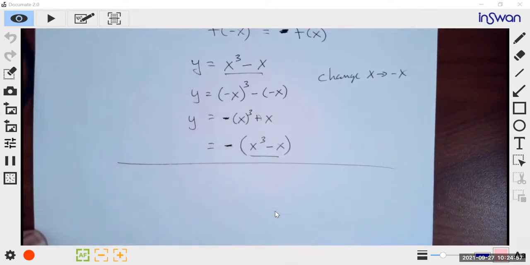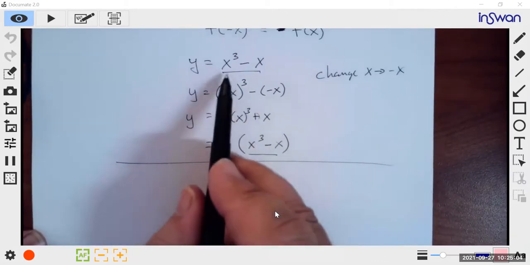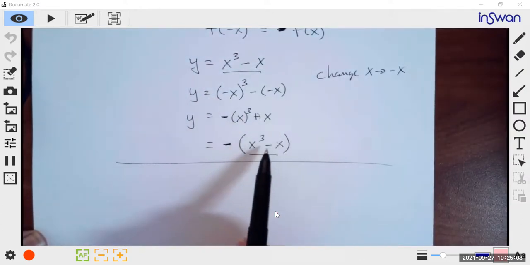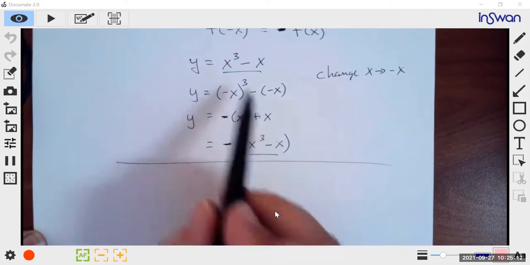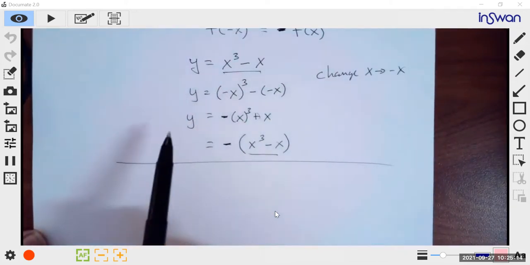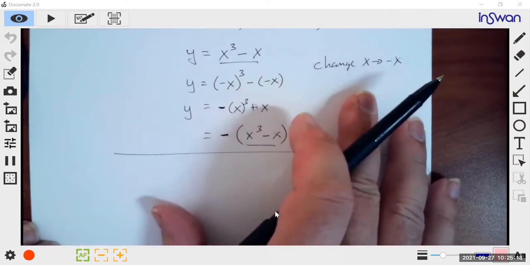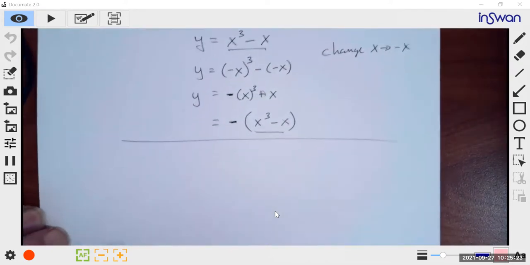At what level are you going to change? Well, the first thing you do is change x to negative x. After you finish simplifying everything, if you can factor out a negative and you get what's inside the parentheses is the same as what you started off with, then it's an odd function. That's how it actually works. Let me show you the shortcut to all of this. That's too much work there.